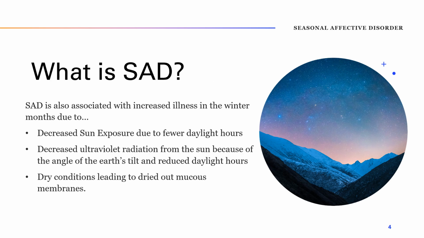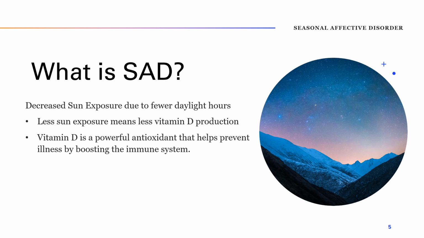SAD is also associated with increased illnesses in the winter months, and this again is due to decreased sun exposure, decreased ultraviolet radiation exposure on surfaces, which we'll talk about, and dry conditions that can lead to issues with your mucous membranes. During the autumn and winter months, we have decreased sun exposure. This means less vitamin D production in your body, and vitamin D is a very important antioxidant that helps boost the immune system.